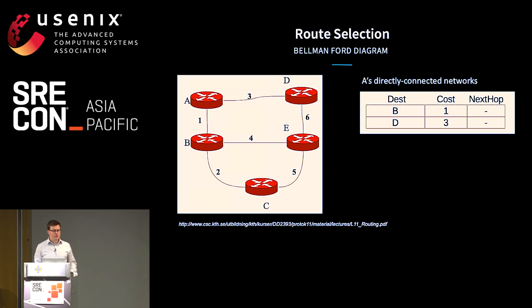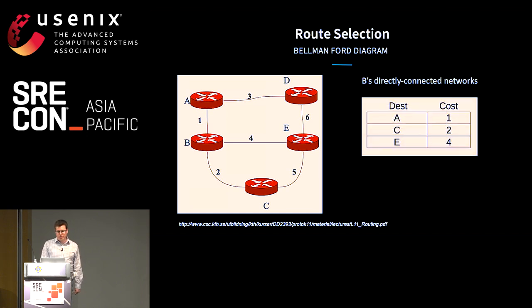And so A builds this view of its directly connected world, and it distributes this information to routers B and D. So let's look at B now.